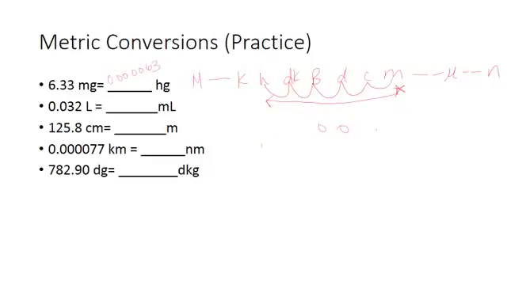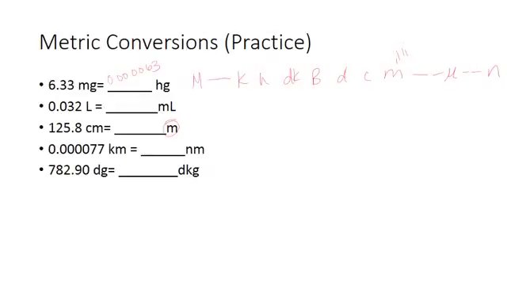If we look at the, I'm actually going to go down to the third example. Make sure whenever you see this, you know what this means. So this M means milli. If we were to actually read this, we're trying to do 125.8 centimeters equals blank meters.